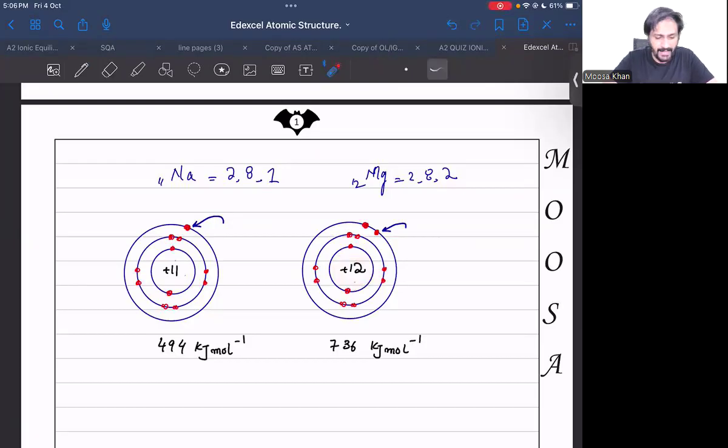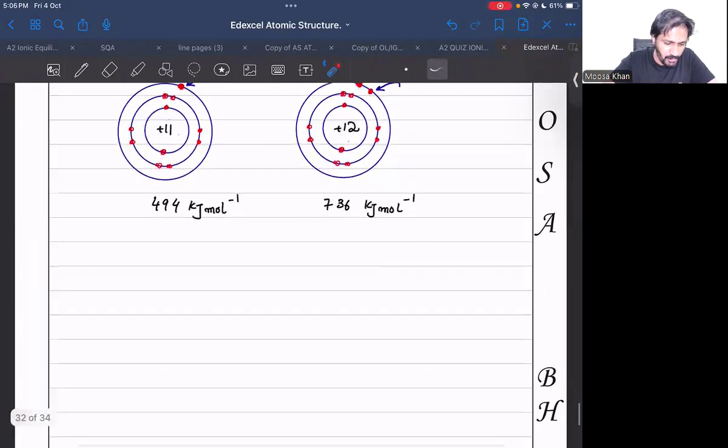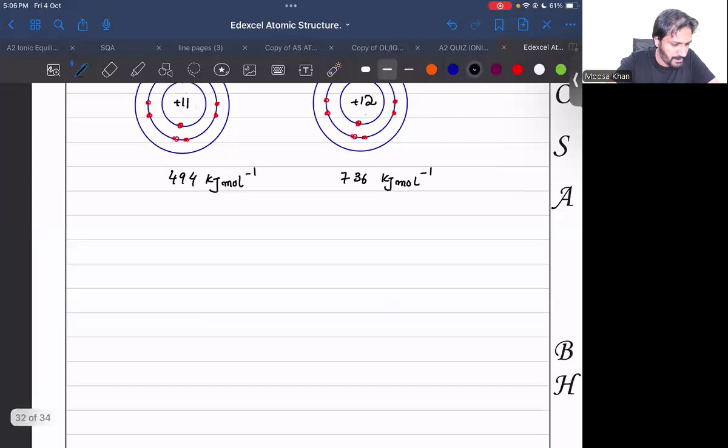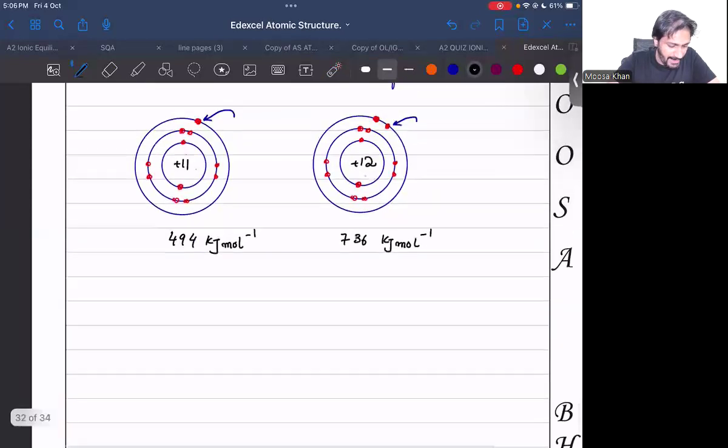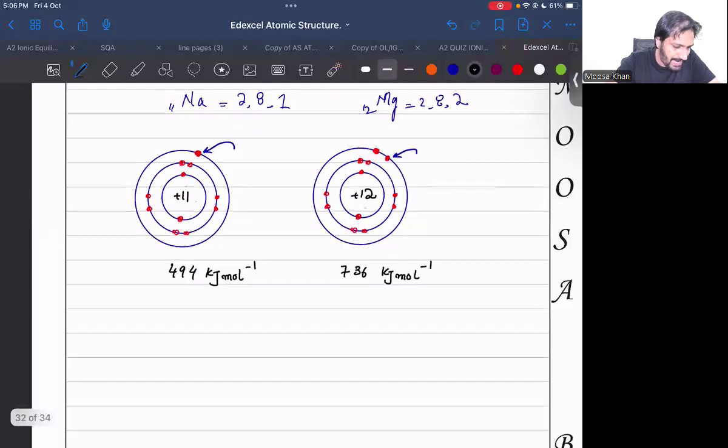So there are some factors that will affect the values of first ionization energies. And what are those factors? Obviously, the first one is nuclear charge. But let me compare with you guys the first ionization energy of sodium and potassium, and let's say for magnesium and calcium.